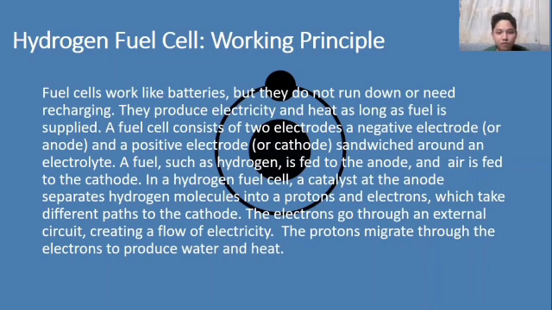A fuel cell consists of two electrodes, a negative electrode or anode, and a positive electrode or cathode, sandwiched around an electrolyte. A fuel such as hydrogen is fed to the anode and air is fed to the cathode. In a hydrogen fuel cell, a catalyst at the anode separates hydrogen molecules into protons and electrons, which take different paths to the cathode. The electrons go through an external circuit, creating a flow of electricity. The protons migrate through the electrolyte to produce water and heat.